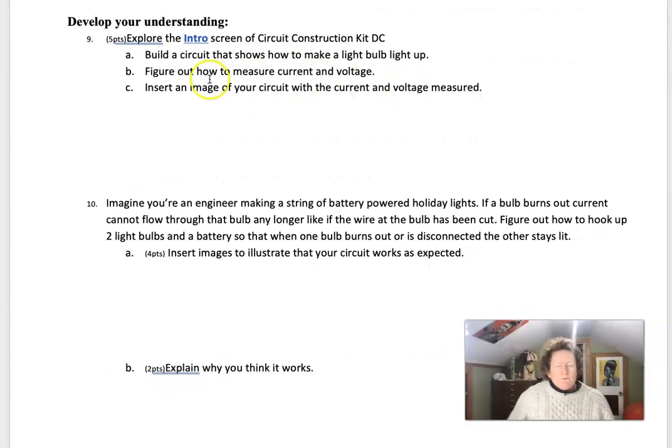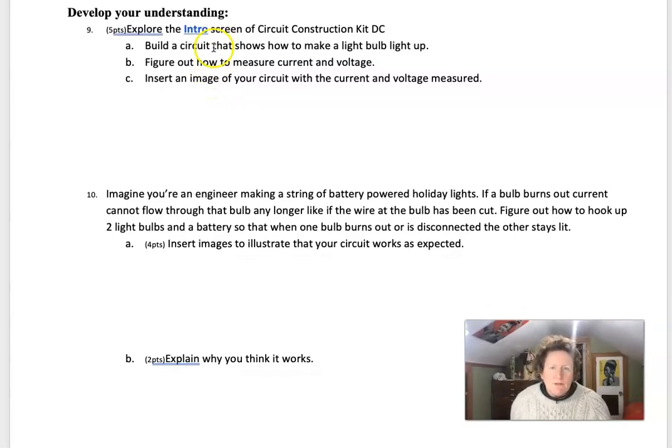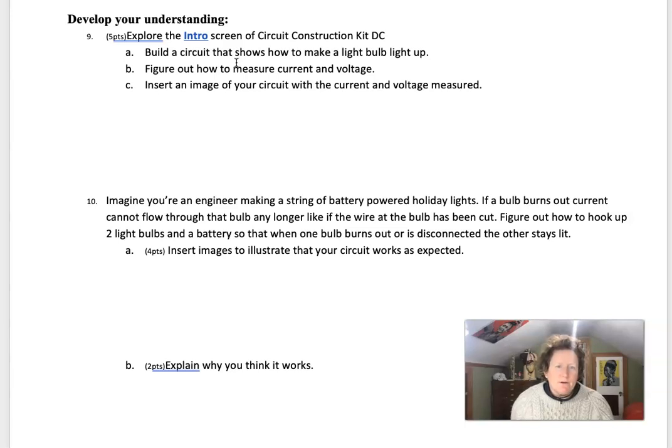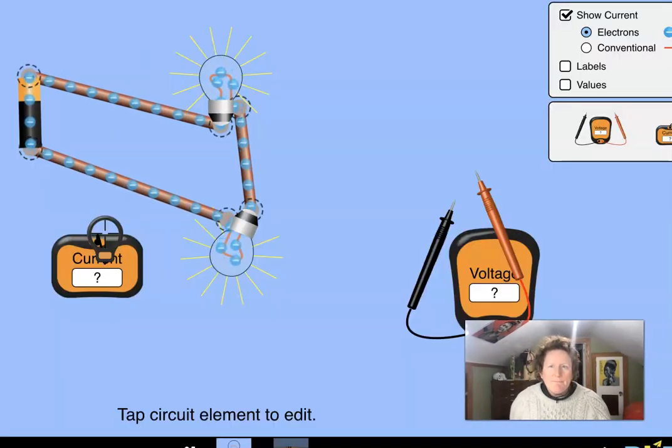So explore the intro screen. That's what we're on right now. Of the Circuit Construction Kit DC, that's direct current. Build a circuit that shows how to make a light bulb light up. Figure out how to measure the current and voltage. Insert an image of your circuit with the current and voltage being measured. Well, let's work on that together.